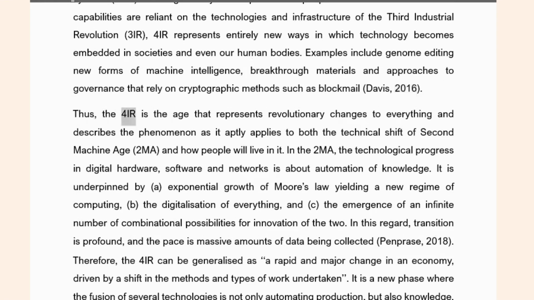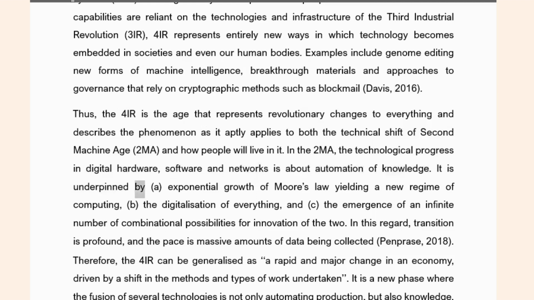Thus, the 4IR is the age that represents revolutionary changes to everything and describes the phenomenon as it aptly applies to both the technical shift of the Second Machine Age, 2MA, and how people will live in it.